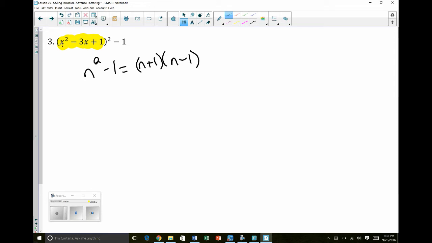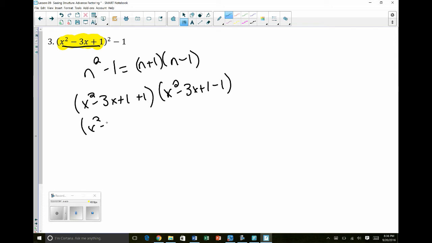Well, what's n in this case? N is that quadratic trinomial there. So that expression up there is actually x squared minus 3x plus 1, that's my n, plus 1, times x squared minus 3x plus 1 minus 1. Simplifying, I get x squared minus 3x plus 2, times x squared minus 3x plus 0, so I'm just not going to write that.